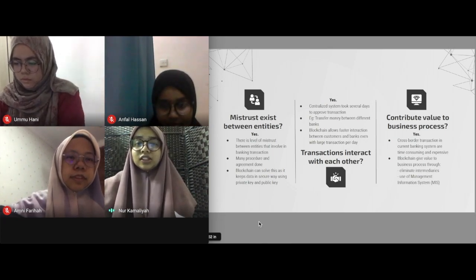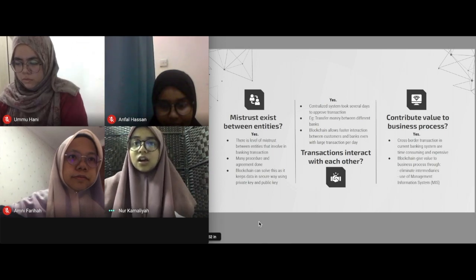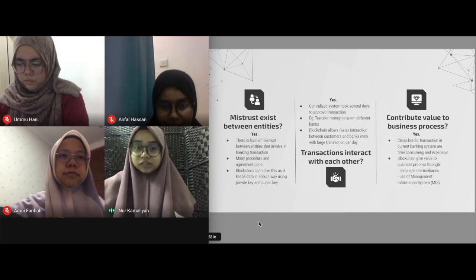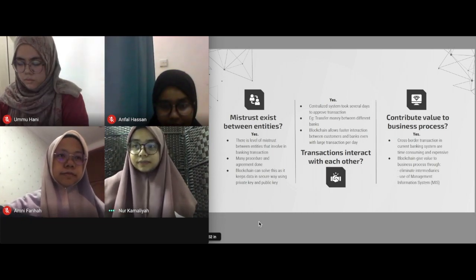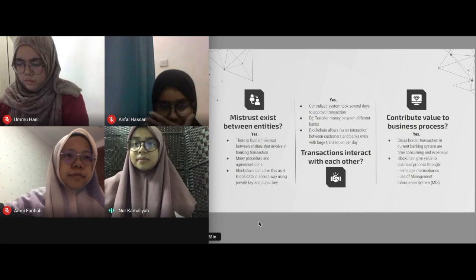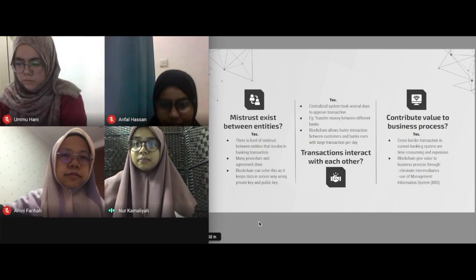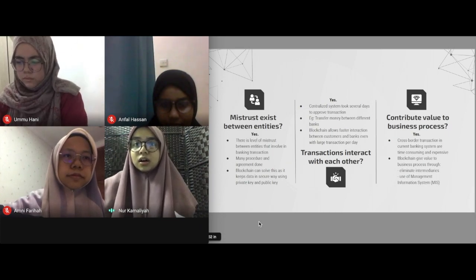Even though there are many transactions done in a day. Okay, the last question is about whether blockchain can contribute value to business process. The answer is yes, because the current business model isn't really efficient, especially when it involves money payment structure.